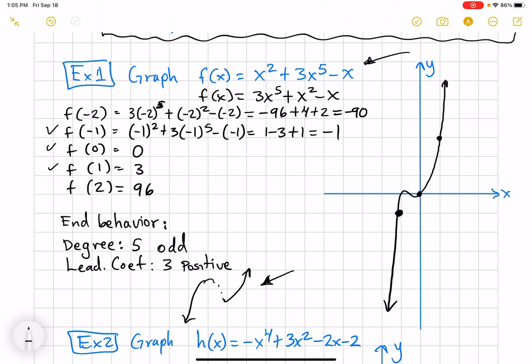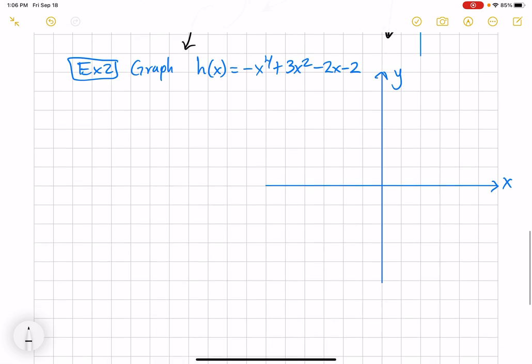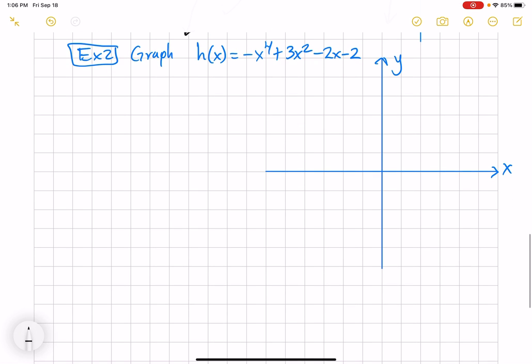Please pause this video and rewind it if you need it, so that you could see and hear how we get to do this. Okay, so copy this example in your notes on how to graph a polynomial function. Let's take a look at the next one and the last one here.